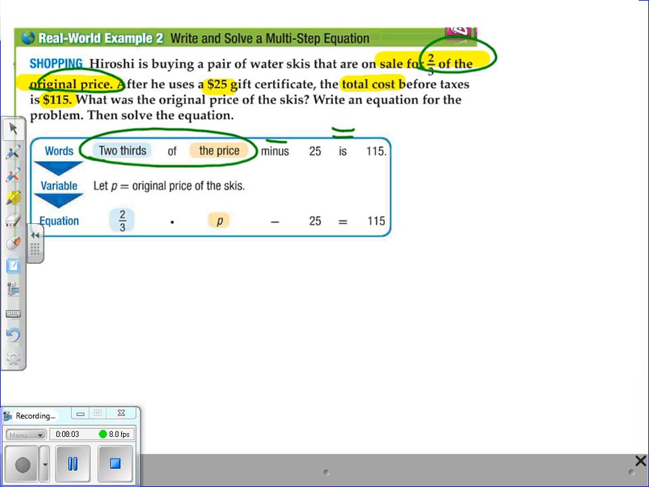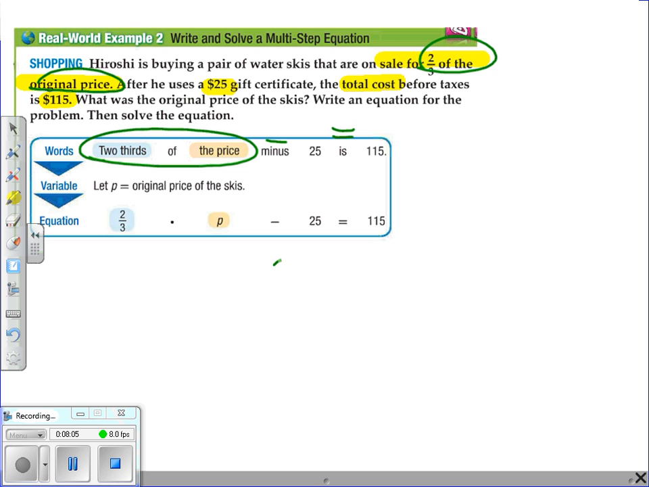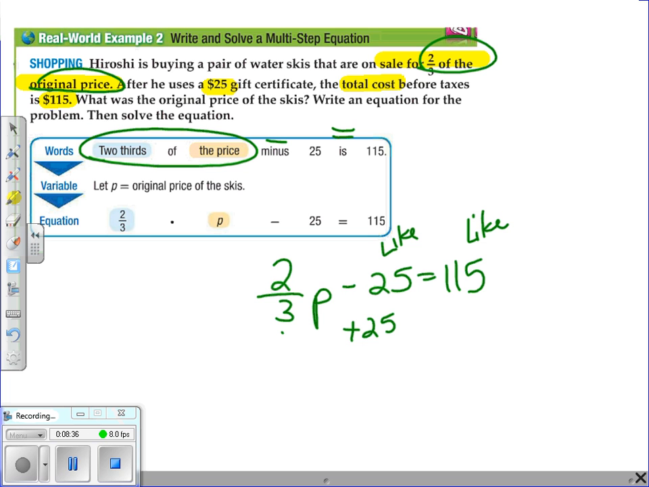Now, all we have to do is solve this, right? 2/3 P minus 25 equals 115. First thing I'm going to do, always get all your whole numbers together, all your simple numbers together first. So don't divide this first. Let's take care of our whole number 25. Actually what we're doing is getting our like terms together, right? And these two guys are like terms.